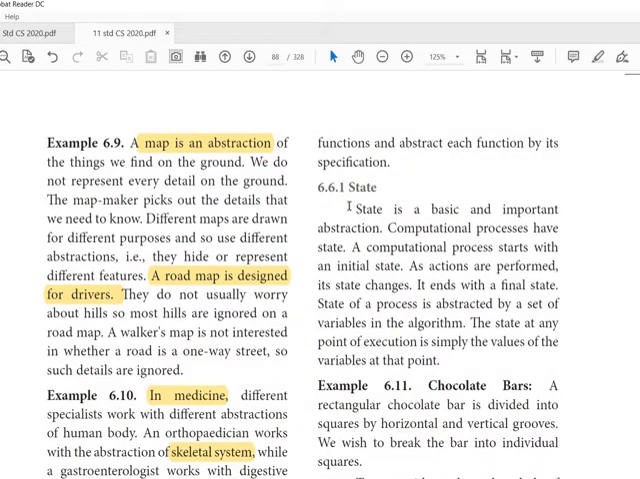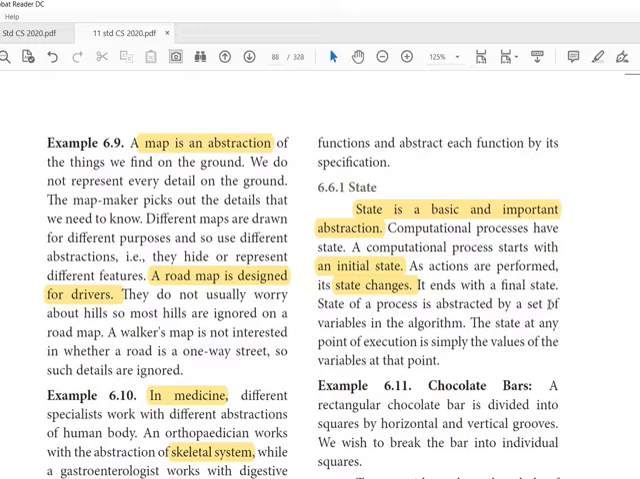So state is the basic and important abstraction. Computational processes have state. A computational process starts with an initial state, that means the problem's initial state. As actions are performed, the state changes. That means the value in the variable changes. It ends with the final state.